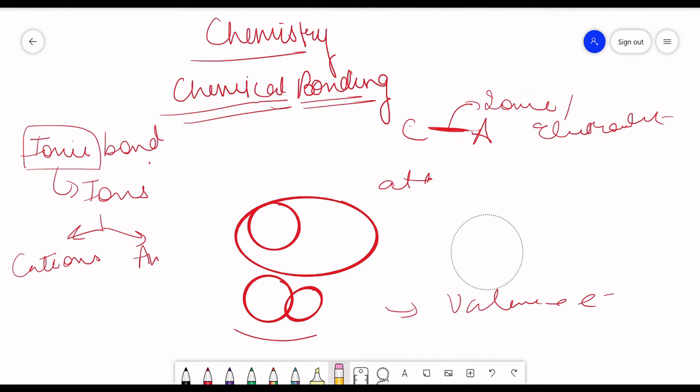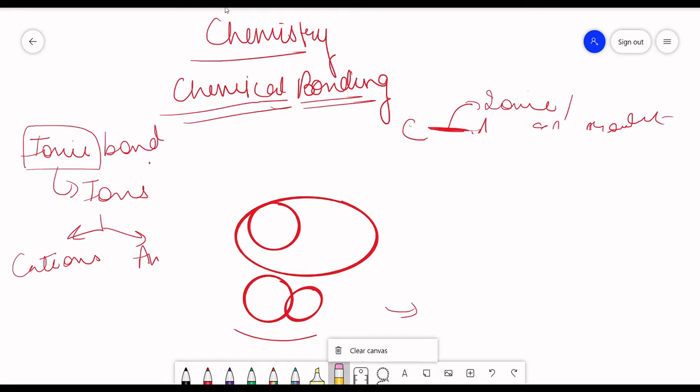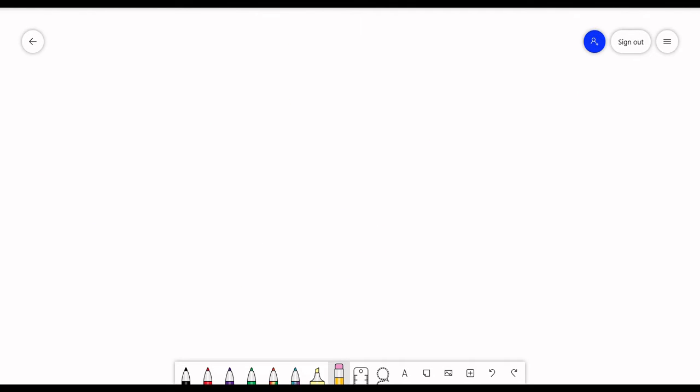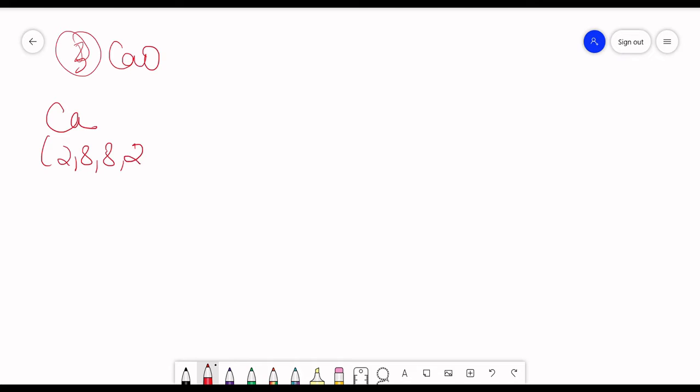Now, let's talk about the third example for ionic compounds. What is that third example? Calcium oxide, right? Because I explained sodium chloride, and we had done magnesium chloride also. Now let's move on to the third, that is calcium oxide. So this is the formula for calcium oxide. If we talk about the electronic configuration of calcium, that is 2, 8, 8, 2, and the electronic configuration of oxygen is 2, 8, 6, correct?